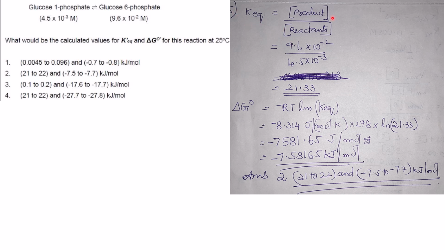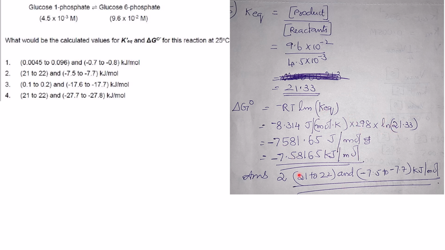So you know K equilibrium is the concentration of product by concentration of reactant. They have given the concentrations over here. Substitute the values, this is the product, this is the reactant, and you will get 21.33. So that makes option 1 and 3 out. You have to see for 2 and 4. That means you have to calculate delta G also. So delta G0 is minus RT ln K equilibrium, where R value is 8.314 joule per mole per Kelvin, and T they have given 25 degrees, that is 298 Kelvin, and ln 21.33.